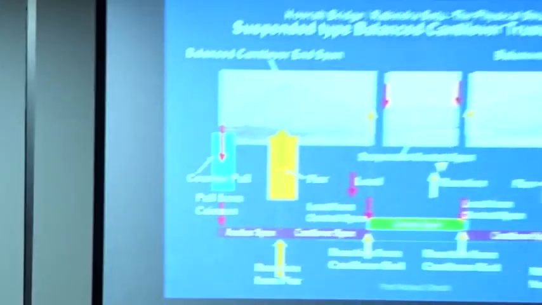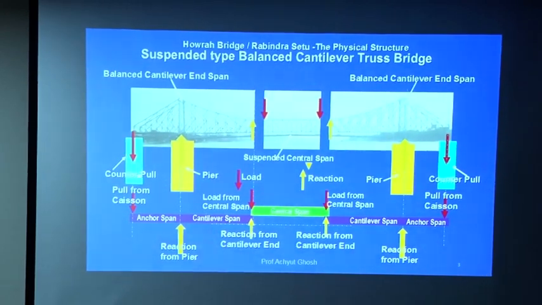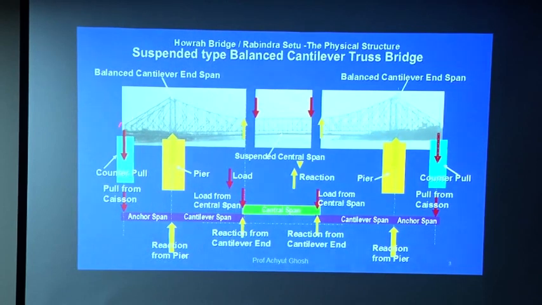This is the bridge. This is the suspended span. This is the balanced cantilever end span, from which the name came. This is the pier supporting the pylon. And then, not really a pylon, it's a part of the tower. And then there is a pull down. This is a caisson. This is weight.